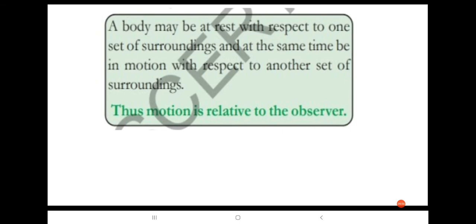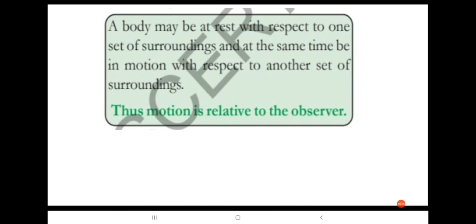With respect to one person, one object may be at rest. With respect to another person, the object may be in motion. So that depends upon the observer. So we can say that motion is relative to the observer.